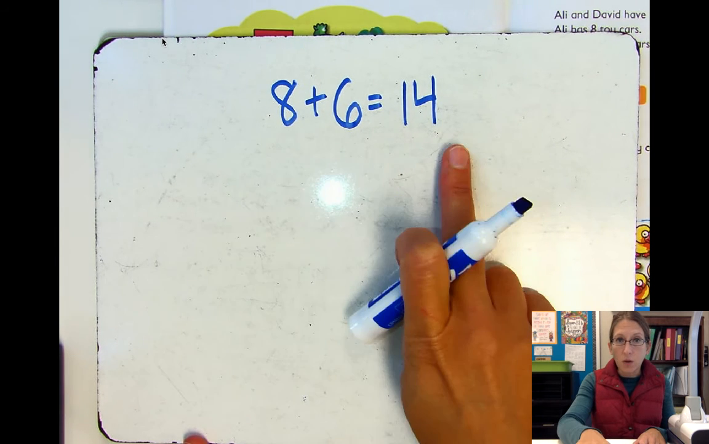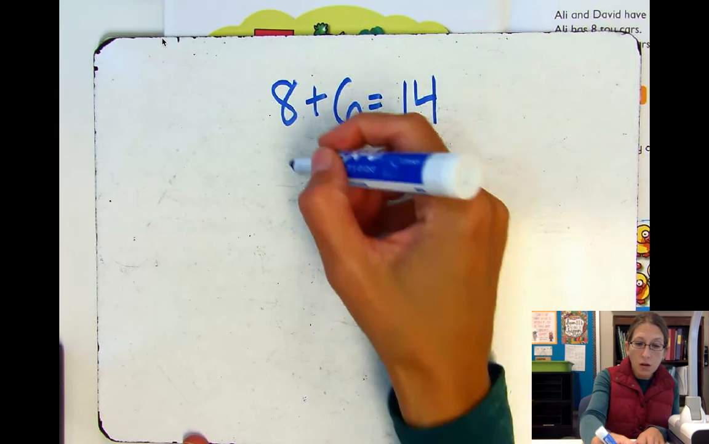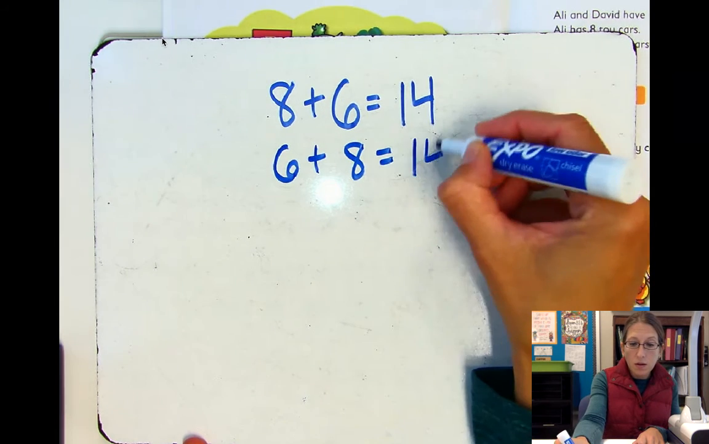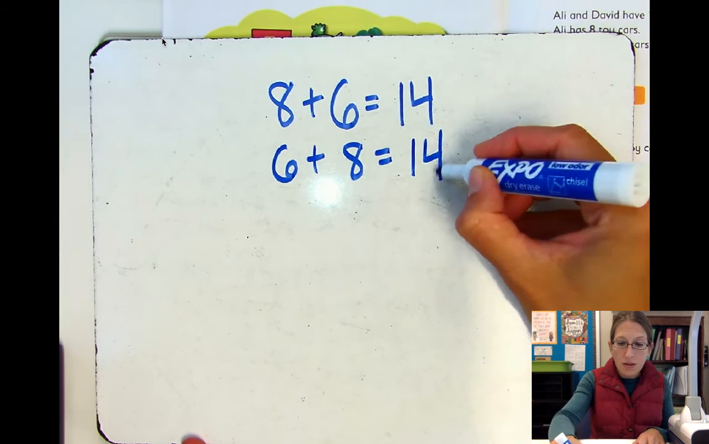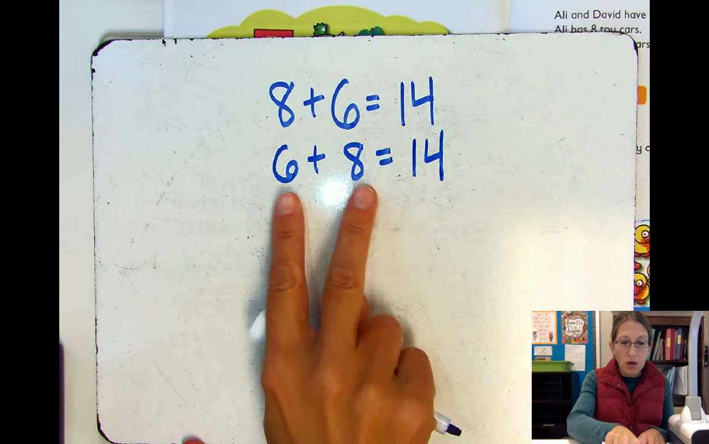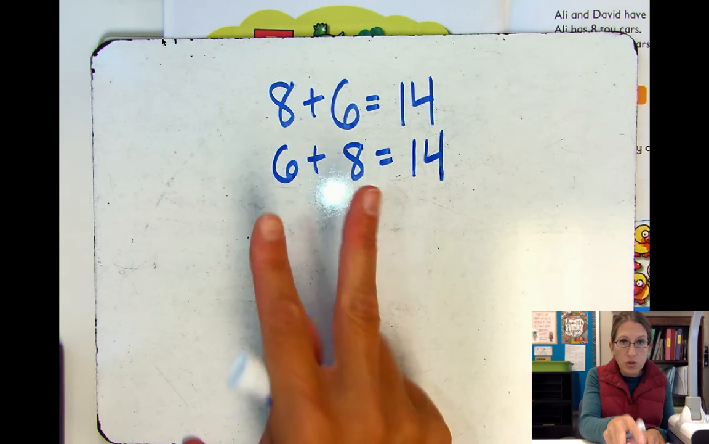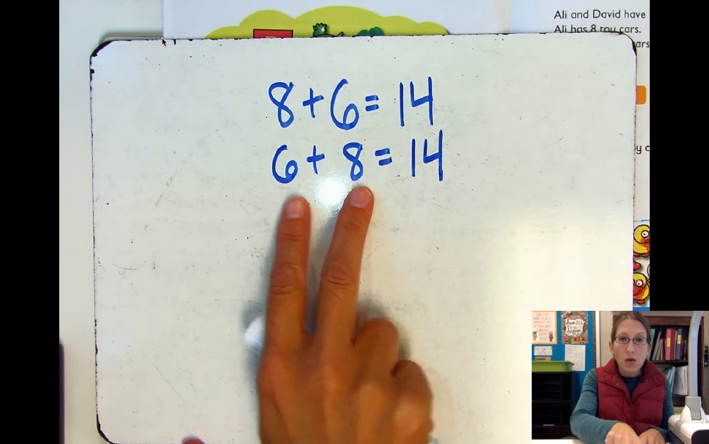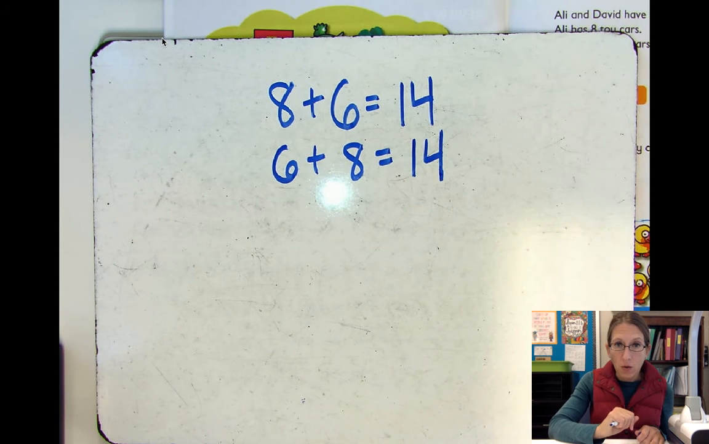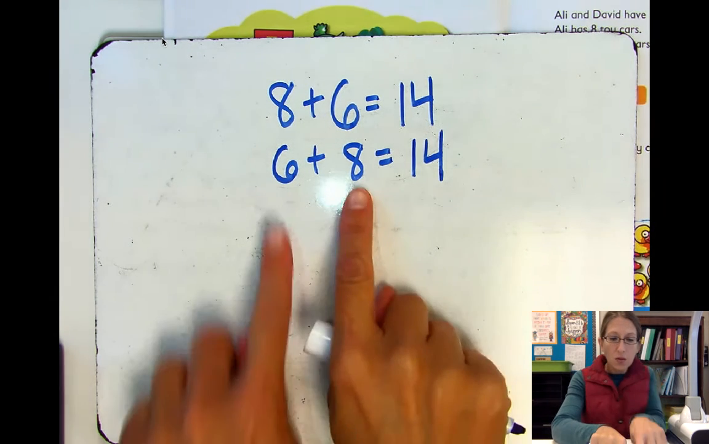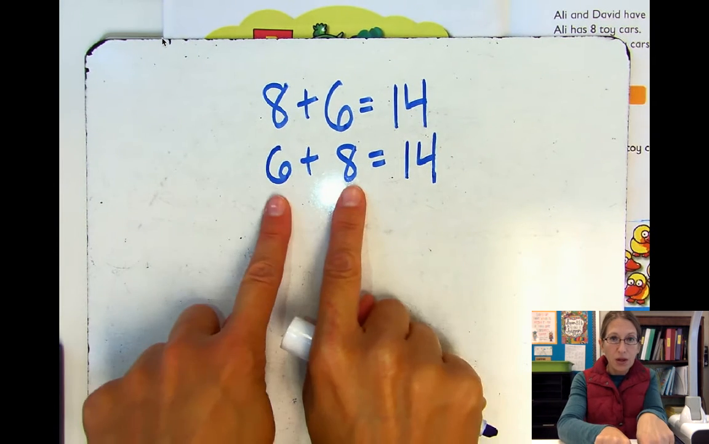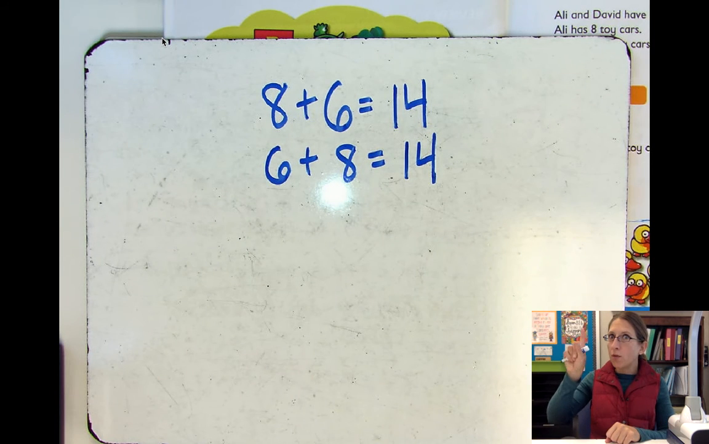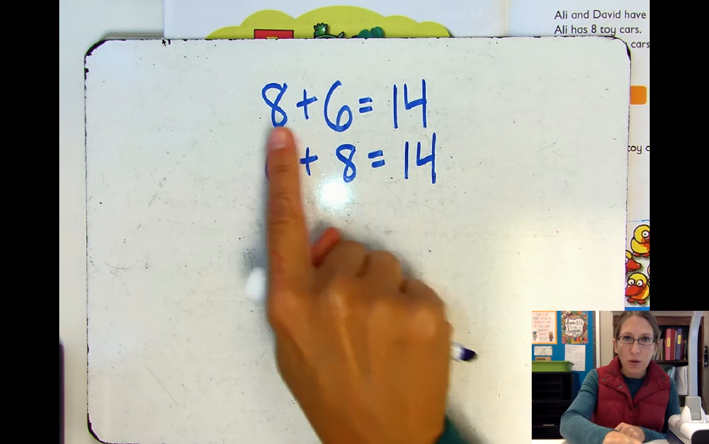So if we know this equation, 8 plus 6 equals 14, we also know this equation, right? 6 plus 8 equals 14. So we can just switch the order of those two. The two numbers that we're adding, those are called the add-ins. Doesn't matter which order we add those, we're going to get the same answer. And the reason it doesn't matter is kind of a special name for it. It's called the commutative property. Commutative property. So we know 8 plus 6 is 14.